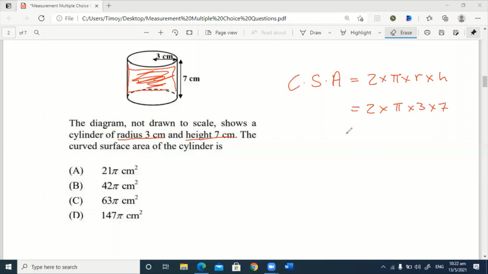All we need to do at this stage is to simplify, right? What is 3 times 7? 3 times 7 is going to give us 21. And what's 21 times 2? That's just going to be 42 times pi. That's just 42 pi. So the curved surface area here is going to be 42 pi, but you must remember your unit. So your unit is going to be squared centimeter.